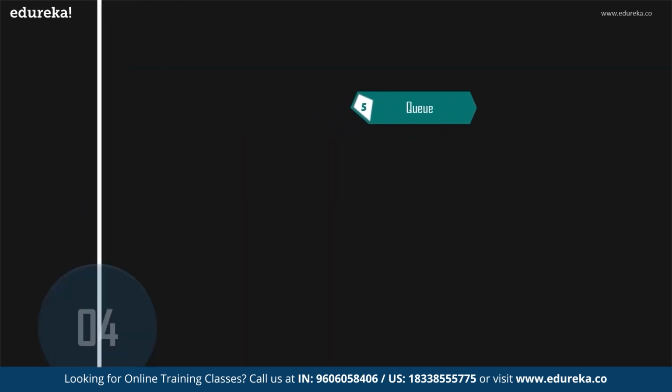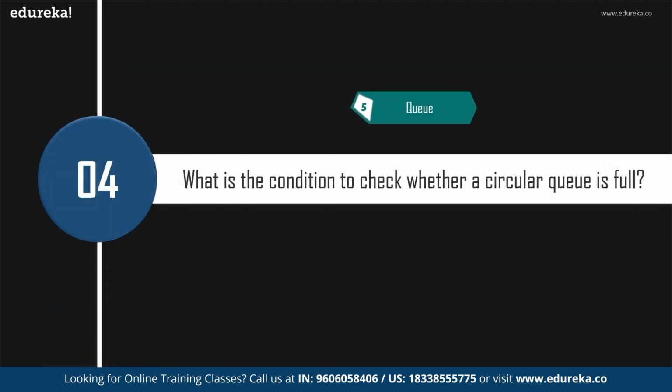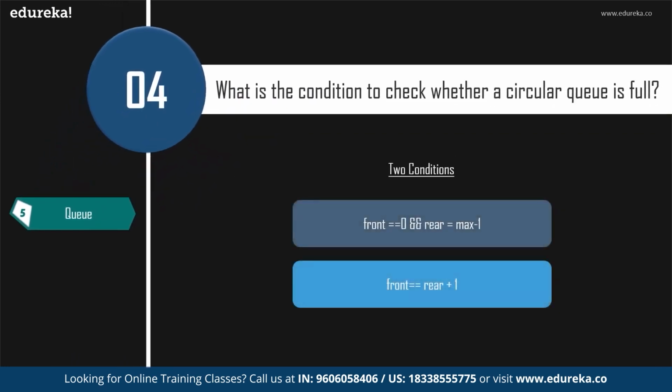The next question we are going to discuss is, what is the condition to check whether a circular queue is full or not. There are two cases in which an element cannot be inserted. First, when front is exactly equal to 0 and rear is equal to max minus 1. This means that front is at the first position of the queue and rear is at the last position of the queue. And the next condition is when front is exactly equal to rear plus 1.